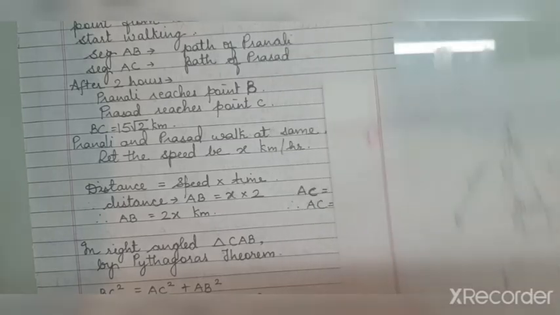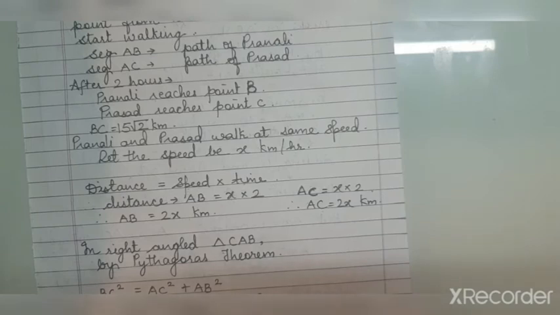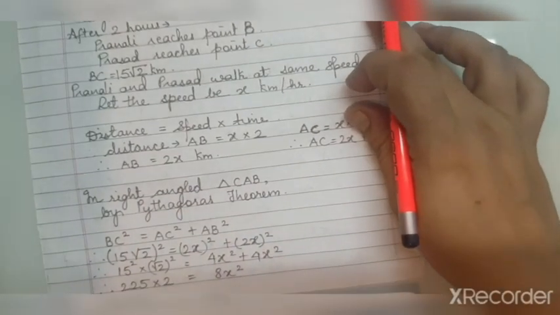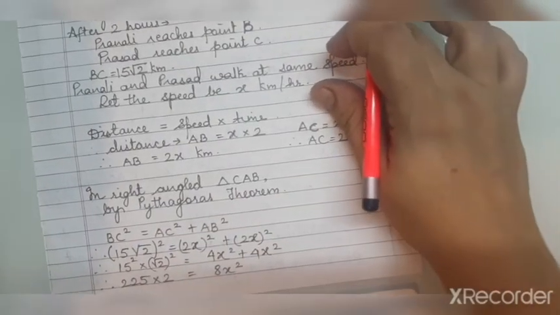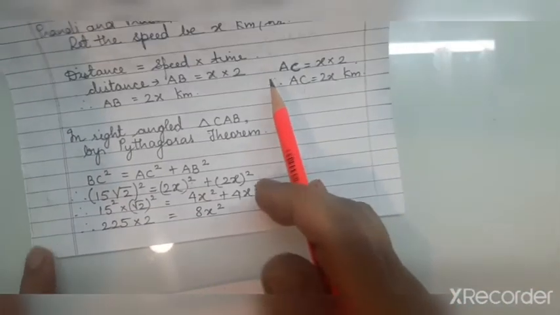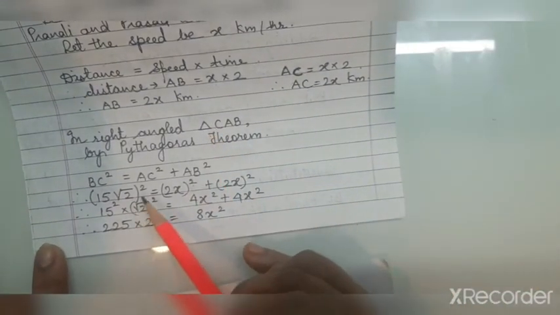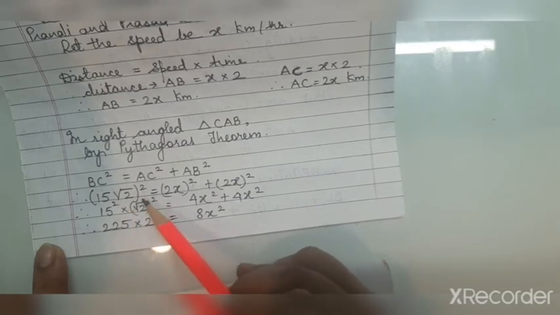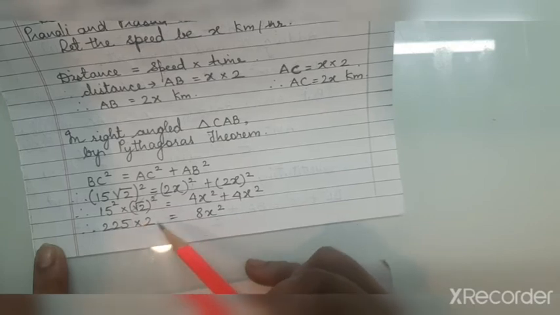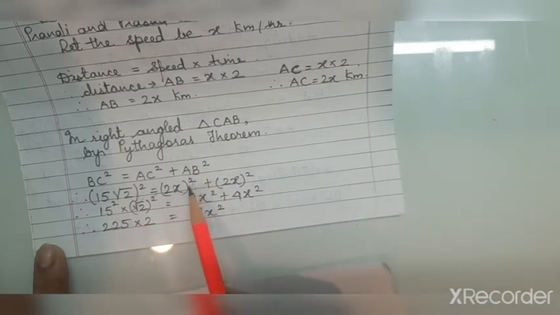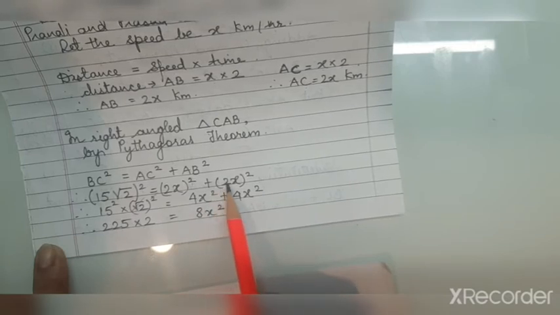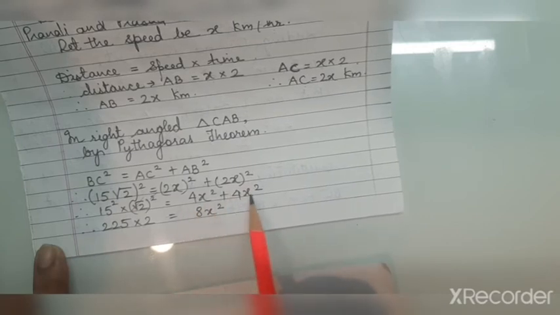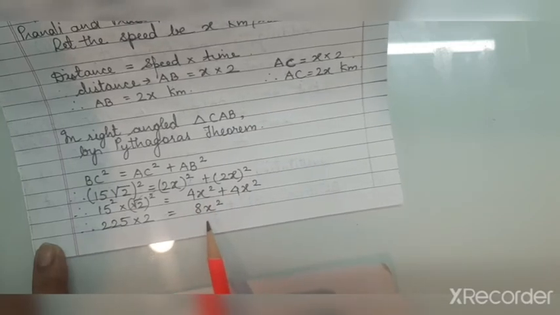Further, just doing the calculations, 15 square is written and root 2 square is written here. I hope you can see. So 15 square is 225. Root 2 square, root and square get cancelled, you will get only 2, is equal to 2x square, which is 4x square, plus 2x the whole square, which is 4x square. 2 square is 4, x square is x square. 4x square plus 4x square is 8x square.